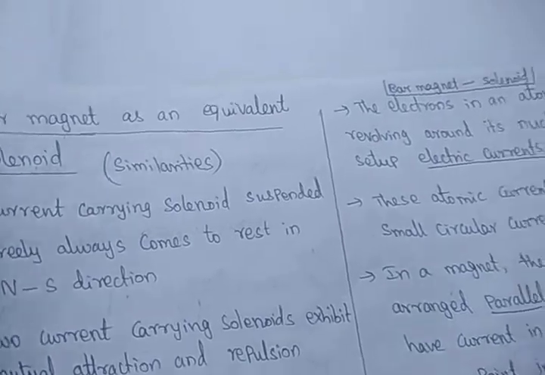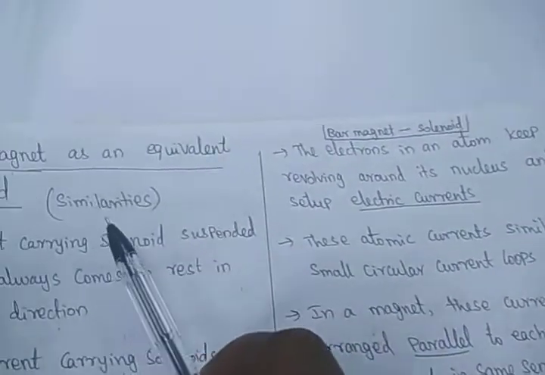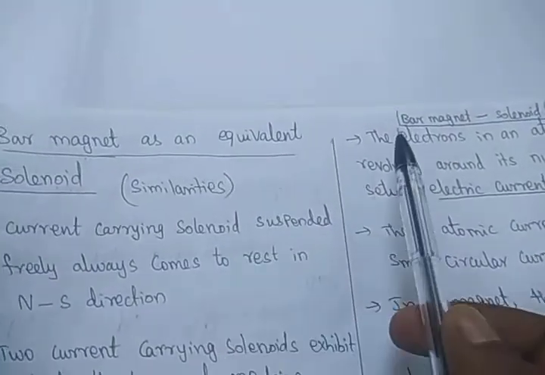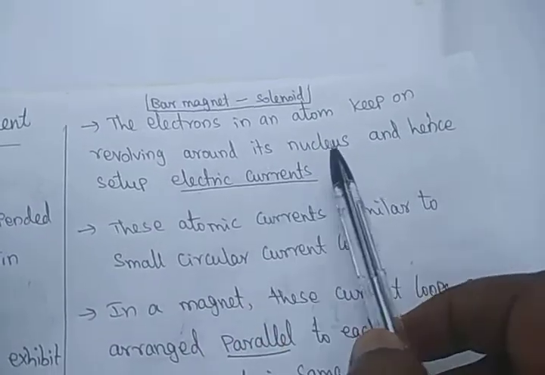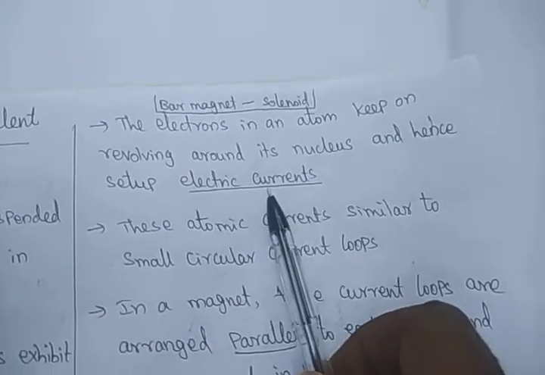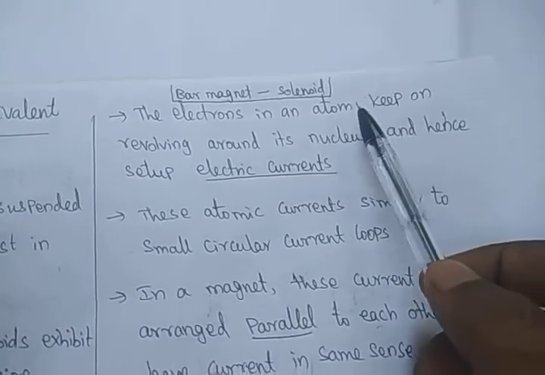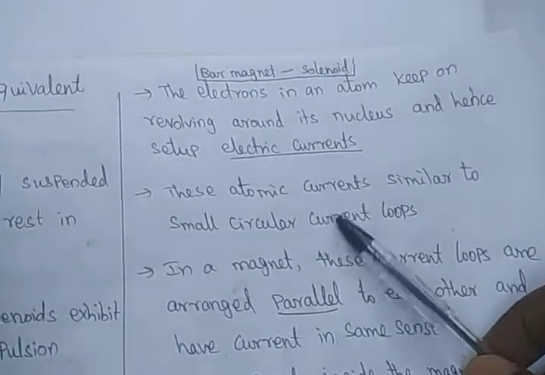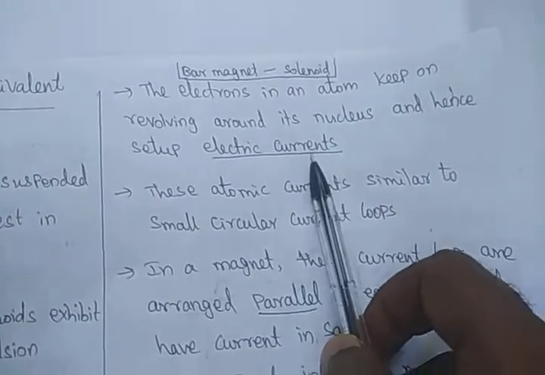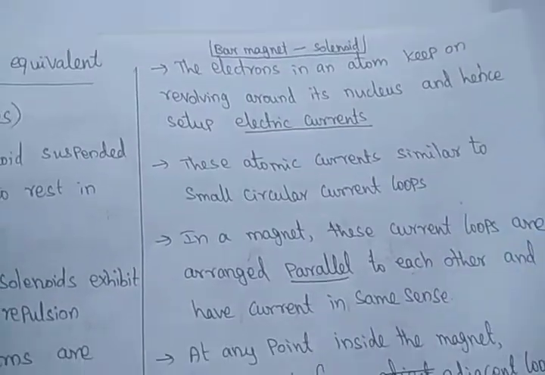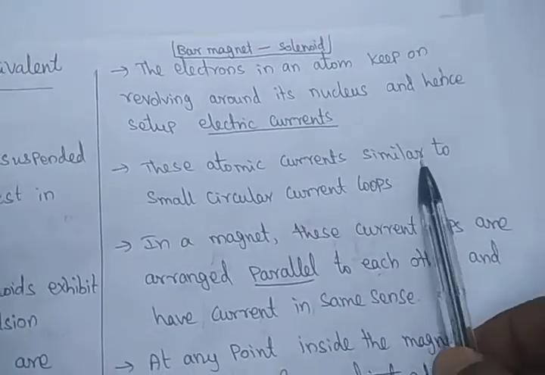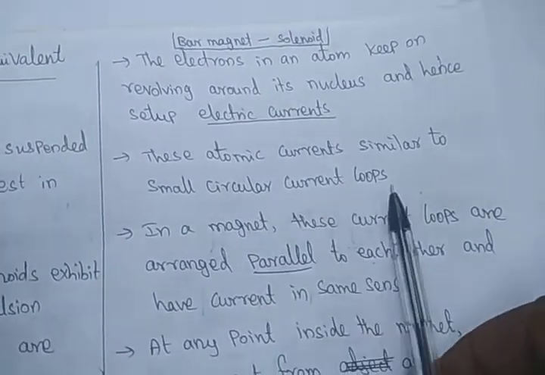But our question is how the bar magnet will act as a solenoid, that is, how it is equivalent to a solenoid. The electrons in an atom keep revolving around the nucleus, hence they set up an electric current. This is the first step for the previous question also. Whenever the electron revolves around the nucleus, it sets up a current. That current is a small elemental current. These are atomic level currents, not big value currents. They are atomic currents similar to small circular current loops.